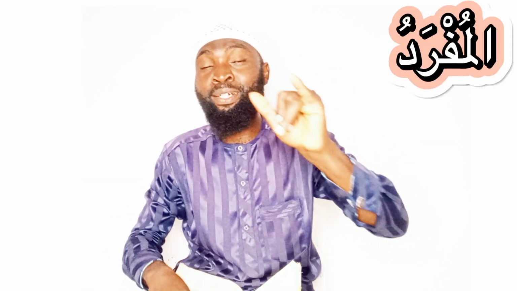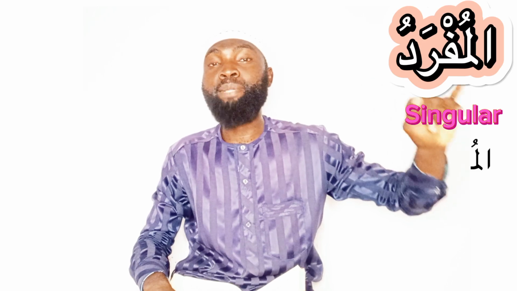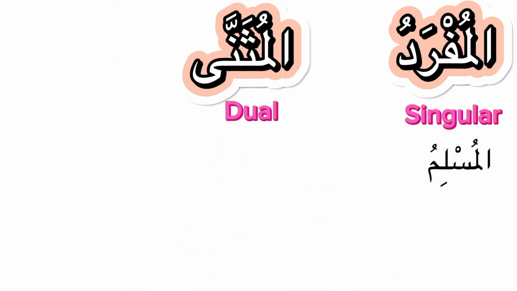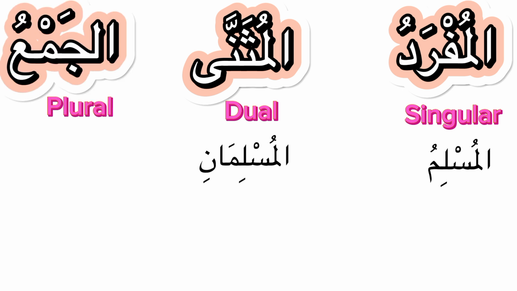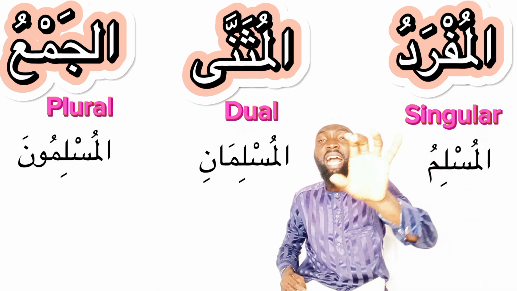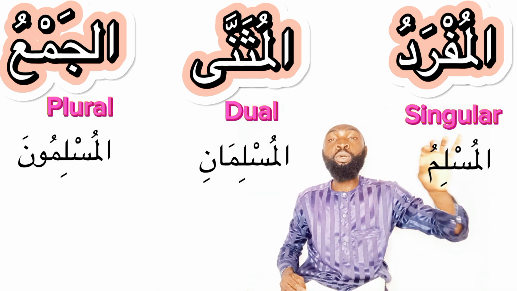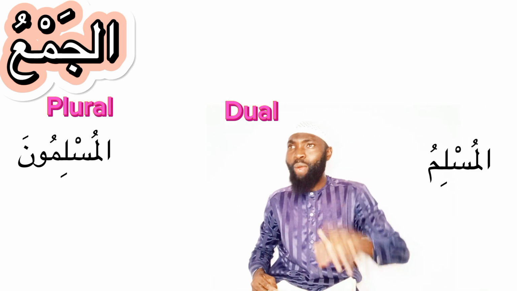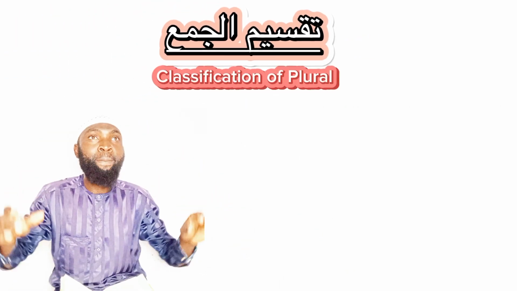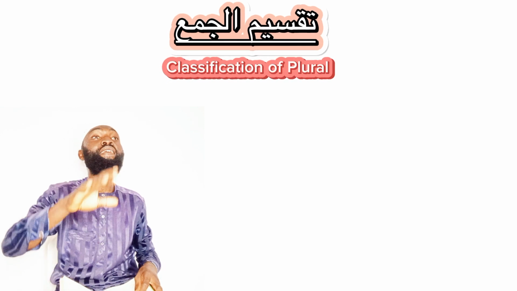In the last episode, linked above, I explained that Arabic nouns are categorized into three. We have al-mufradu, singular, like the word al-muslimu. We have al-muthanna, dual, like the word al-muslimani, two Muslims. And like the word al-muslimuna, which means Muslims, from three and above. These ones we call al-jam'u, plural. Today we want to discuss the further classification of the plurals, because in the Arabic language you will see different patterns of plurals.